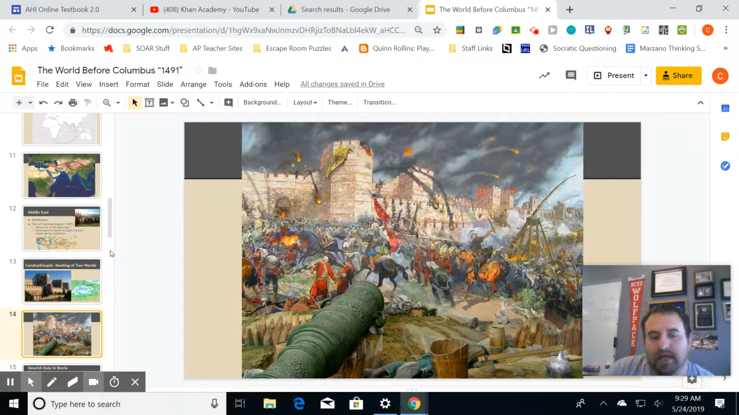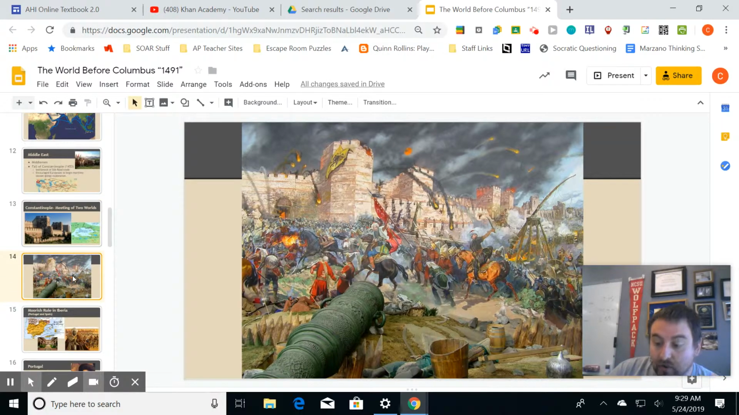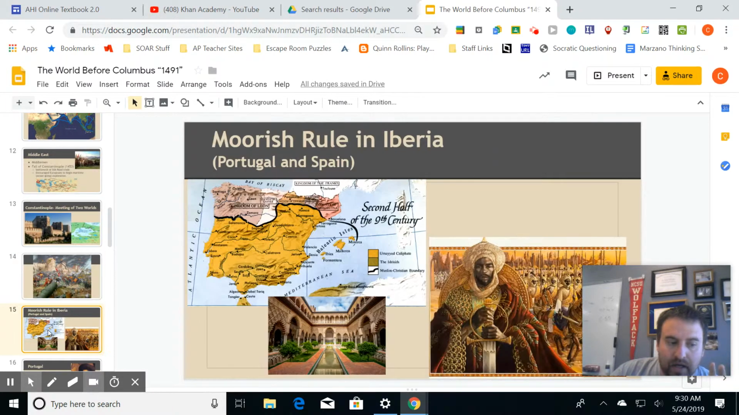Europeans are okay with that to a certain extent, but a lot of kings are saying, you know what, I think there's an opportunity for us here to find another route to Asia, and we can get rich, like the Turks are doing by holding Constantinople. Spain and Portugal are going to be the two main players. So let's take a look at the Moorish rule in Iberia. Iberia is the peninsula in which Portugal and Spain both sit.